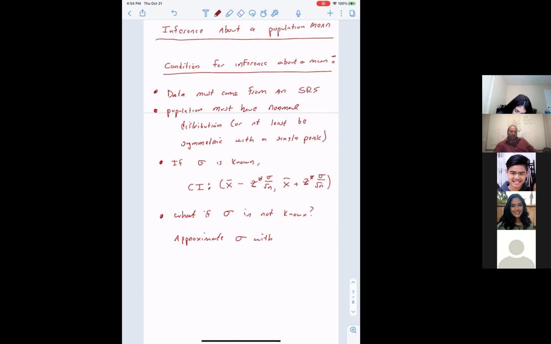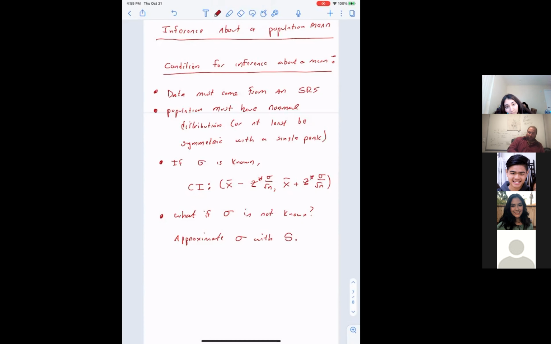We need something with the appropriate units. It is the sample standard deviation. Yes, Nikki, the sample standard deviation. And we had a symbol for the sample standard deviation. What was that symbol? What letter do we use for the sample? S. We are going to approximate sigma, the population standard deviation, with S, the sample standard deviation.